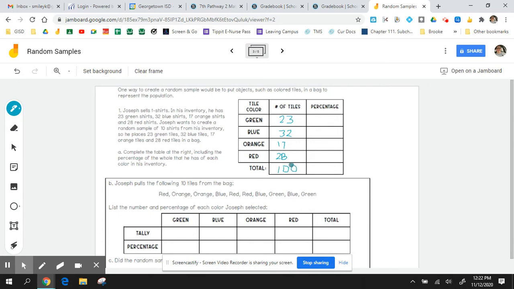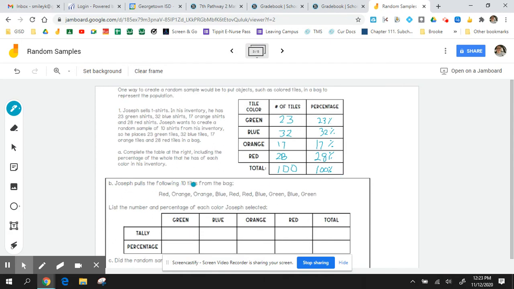Now we want to look at the percentage. If our total of tiles is 100, then our percentage is exactly the same. We don't have to multiply or do anything to it like we're going to need to in the next examples. So put 23%, 32%, and so on. I went ahead and filled in the rest of the table, and that's what it should be. We have 100% total. Now it looks like this.